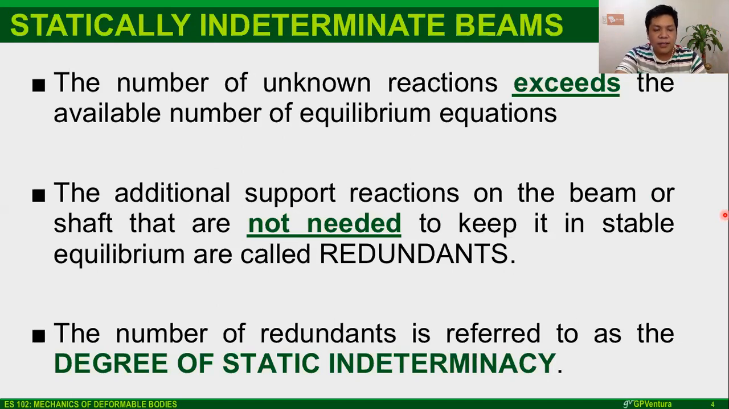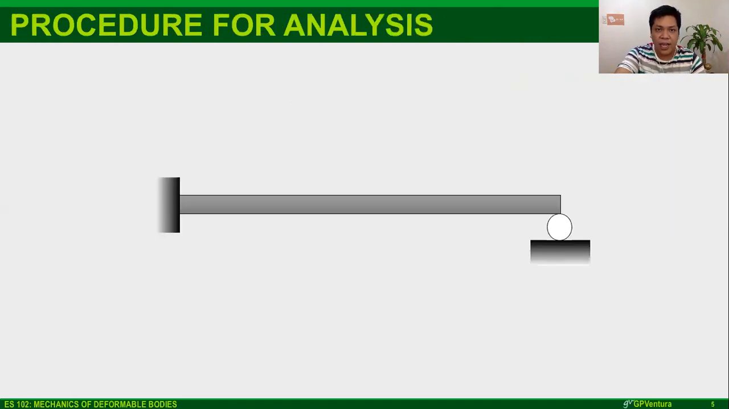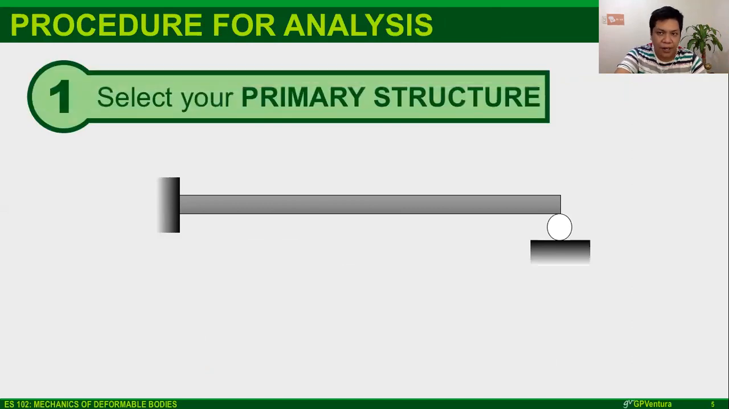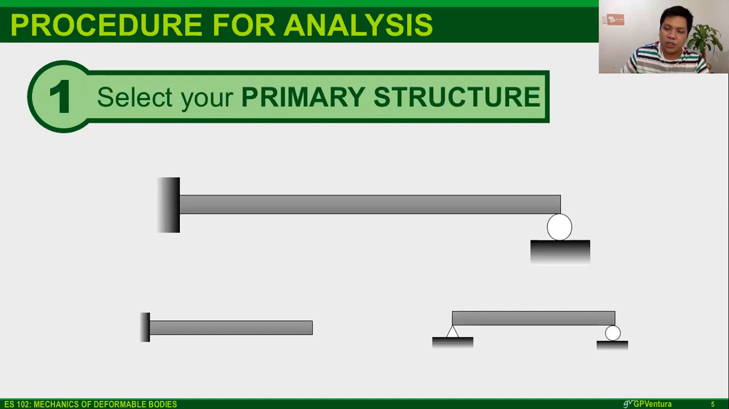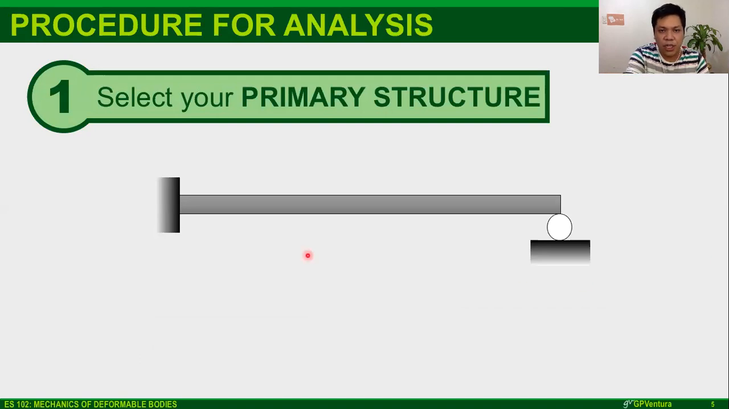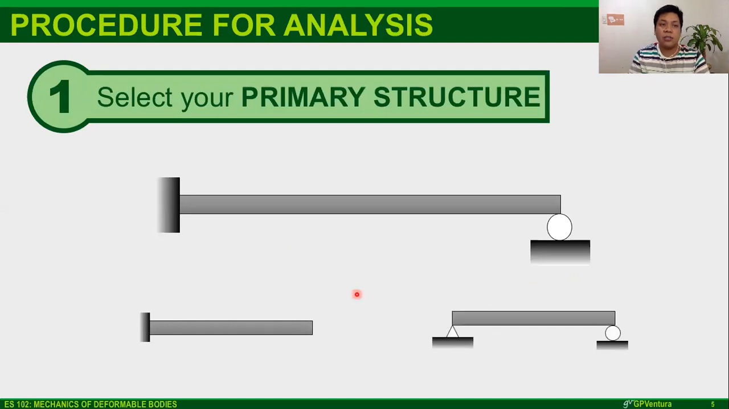How do we solve statically indeterminate beams? So the first step is to select our primary structure. When we say primary structure, from the original figure as shown here, what I do is make the member stable. Since we know that there are redundant supports, what I can do is take out from the primary structure something that is stable. So I can say I can take out a cantilevered beam, or I can take out a simply supported beam.